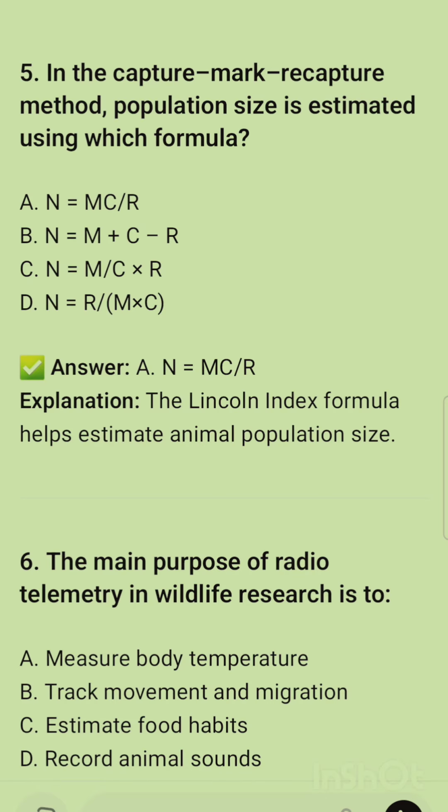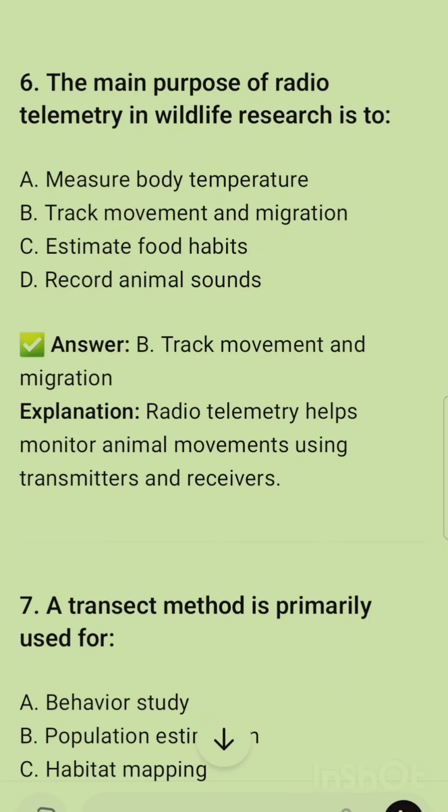The next question is: in the capture mark recapture method, population size is estimated using which formula? The correct option is option A, that is N is equal to M into C divided by R. It is also called the Lincoln index formula that helps us estimate animal population size. The sixth question is: the main purpose of radio telemetry in wildlife research is to. And the correct option is track movement and migration.